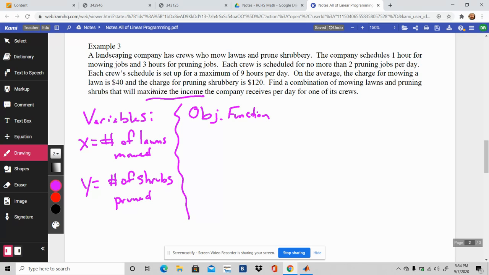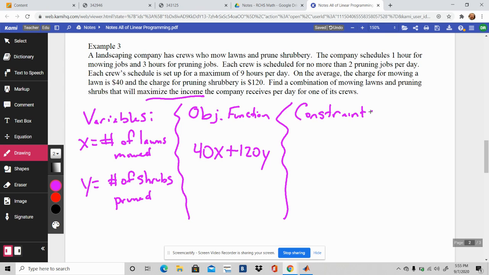Income, again, you're working with money, so go back through and pick out what deals with money. It says the charge for mowing a lawn is $40. That's $40 times however many lawns are mowed, which is X. But they can also make money off of pruning shrubbery, which is $120 times the number of shrubs pruned, which is Y.